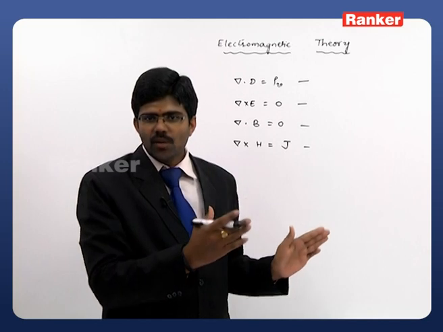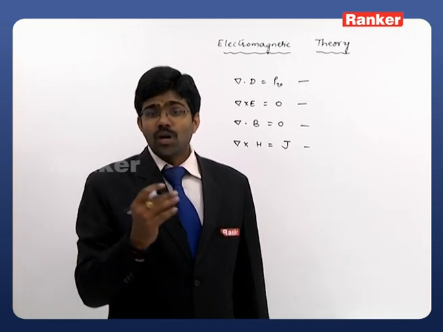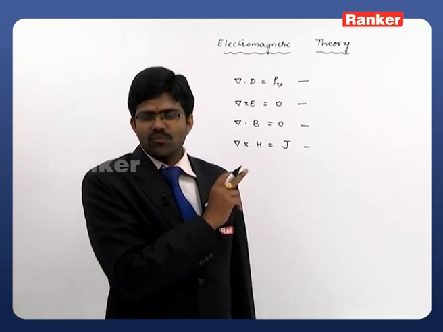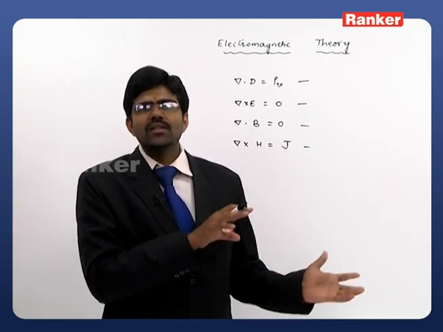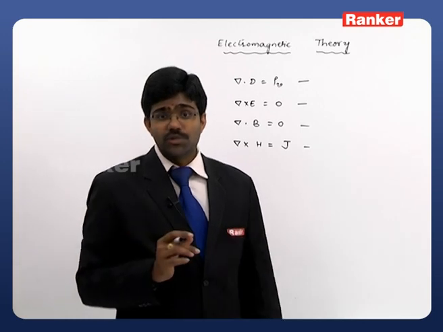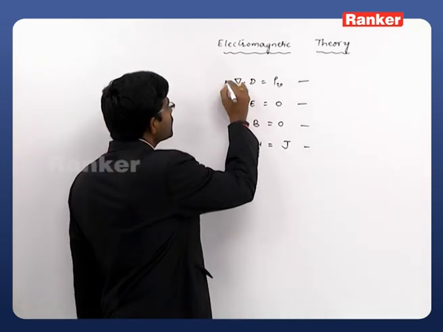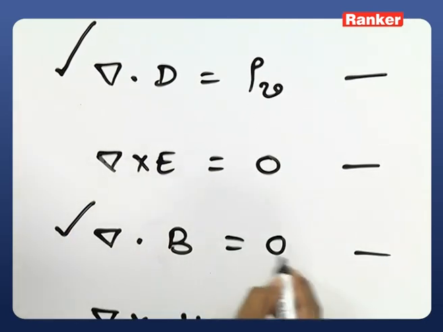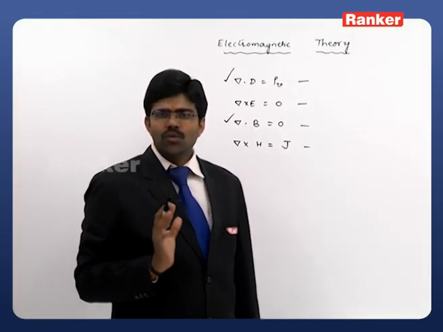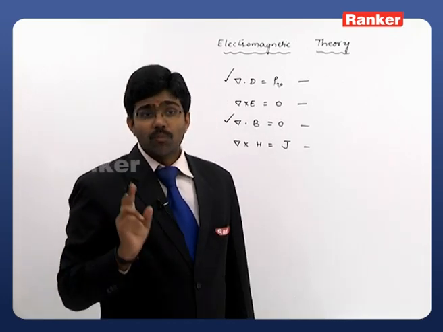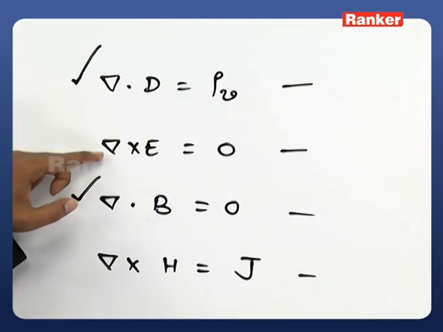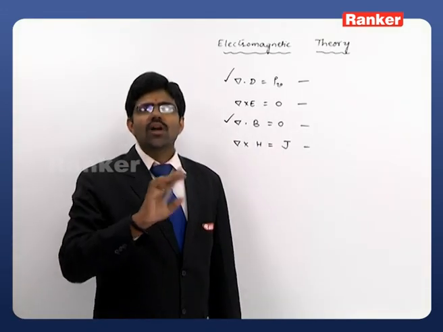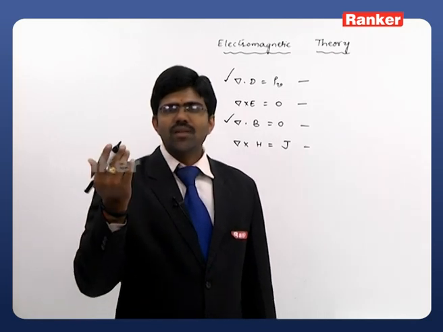These 4 equations were compiled by Maxwell, and he wanted to relate them to time varying fields, since these are all static fields. But what he observed is that these 2 equations, del dot D is equal to rho V and del dot B is equal to 0, also satisfy time varying fields. But the equations related to the curl, that is del cross E is equal to 0 and del cross H is equal to J, are not suitable for time varying fields.